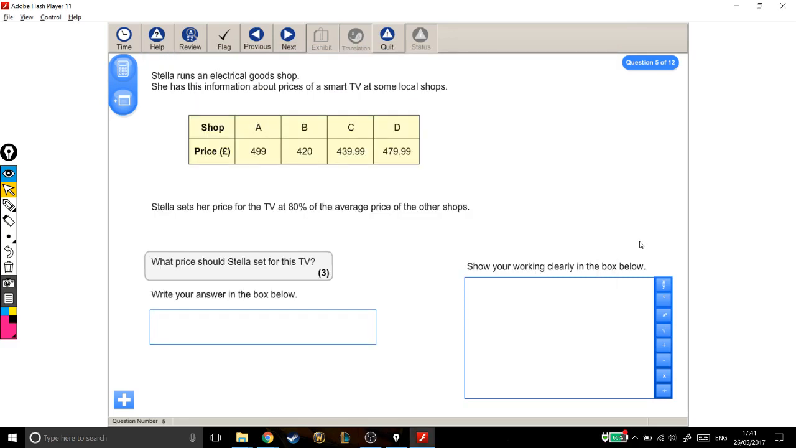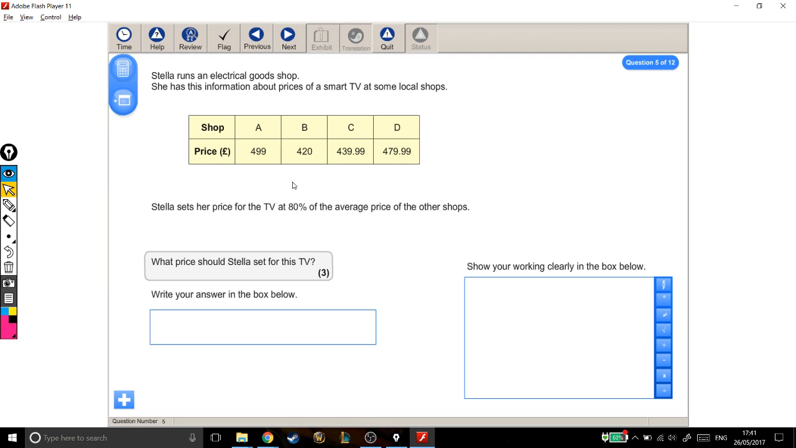Alright, for this level 2 functional skills exam question, there's a couple of main things we need to do, which is work out a percentage of an amount and work out an average. Stella runs an electrical goods shop. She has this information about prices of a smart TV at some local shops. Shop A are selling it for £499, for example, Shop B for £420, etc. Stella sets her price for the TV at 80% of the average price of the other shops. What price should Stella set for this TV?